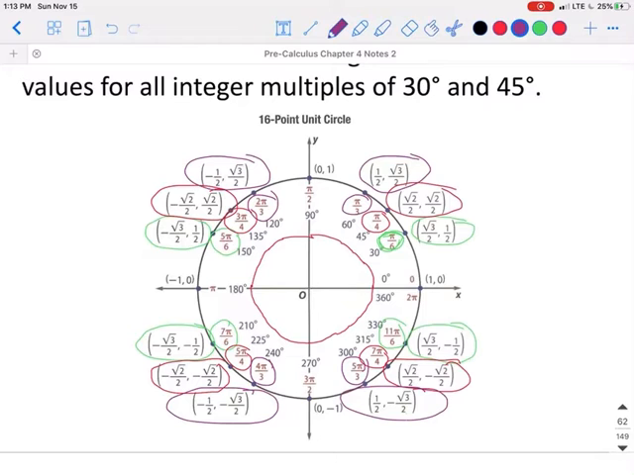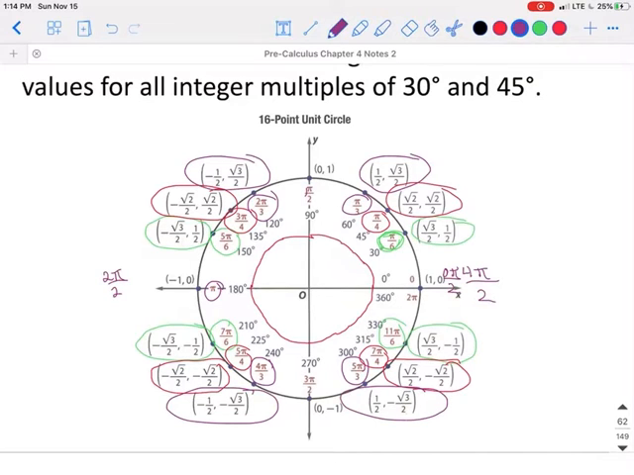Now, pi can also be written as 2 pi over 2. And 2 pi can be written as 4 pi over 2. So this is 0 pi over 2, then 1 pi over 2, then 2 pi over 2, 3 pi over 2, and then 4 pi over 2. Those should be the easy ones.